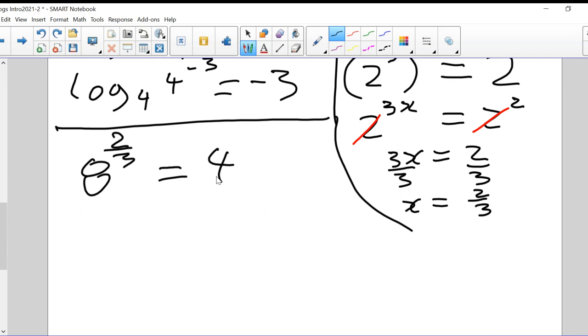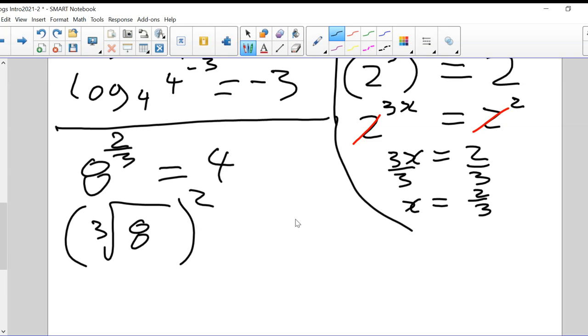There are actually two ways of doing it. I'm going to do the easier way first. When I have 8 to the power of 2 over 3, it means that I'm taking the numerator and raising it to that numerator, and the denominator is going to be a root. So what that means is this: it's the cube root of 8 raised to the power of 2.